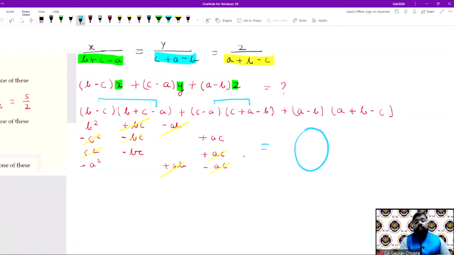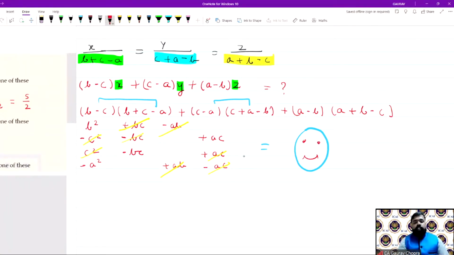So whenever there is the cyclical pattern, what is cyclical pattern? Two positive, one negative, again two positive, one negative, next other two positive, one negative. So in such cyclical order, whenever we solve, we add and subtract, everything will get cancelled and the final result will be zero. So this is the final answer.